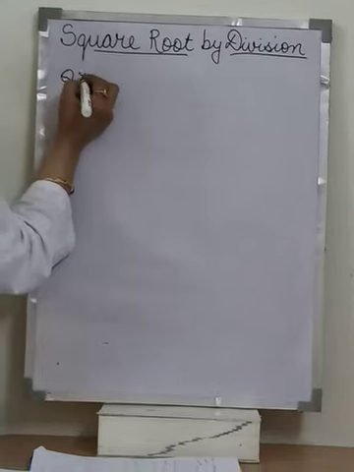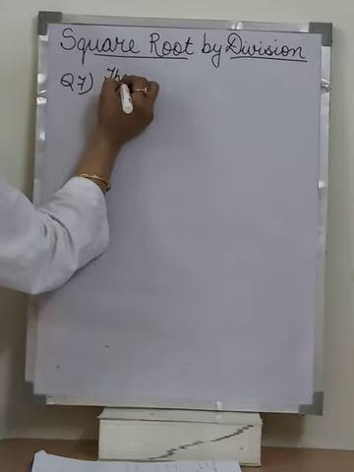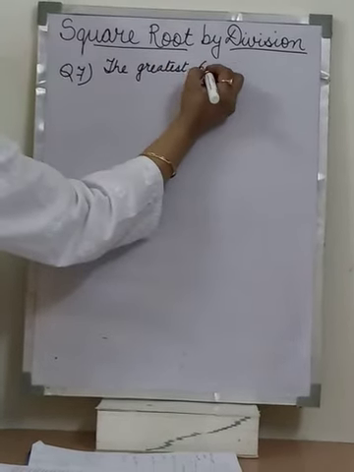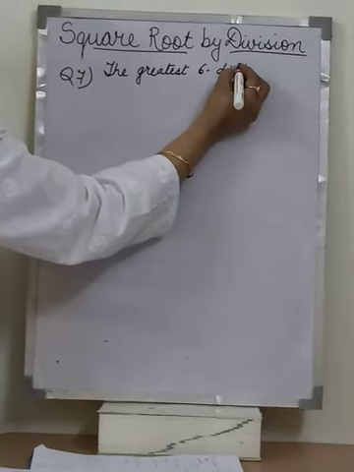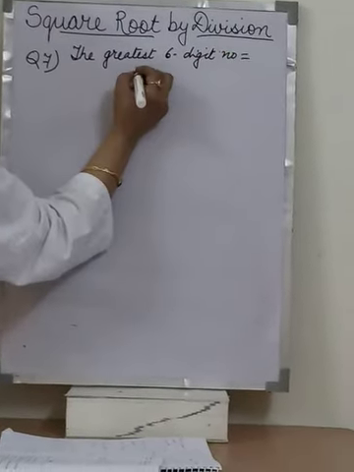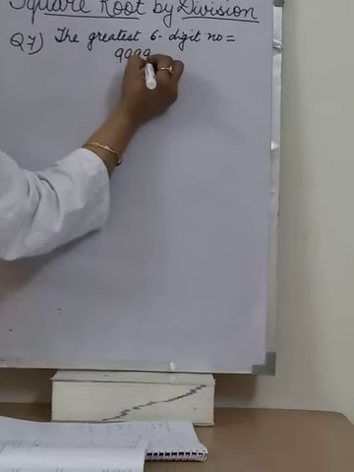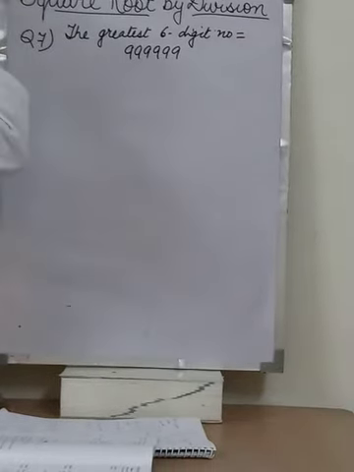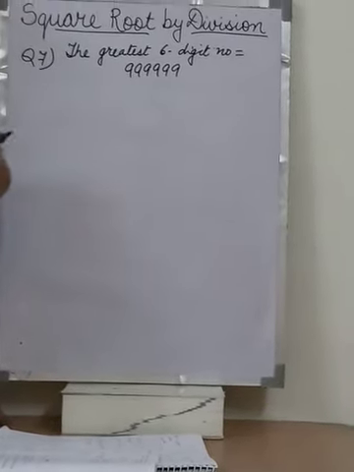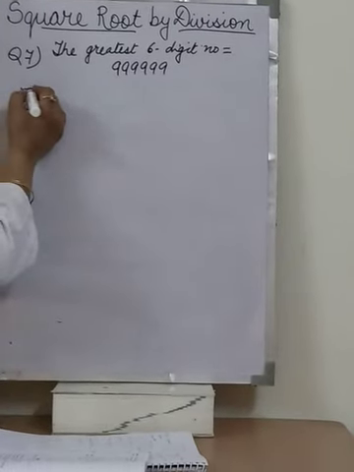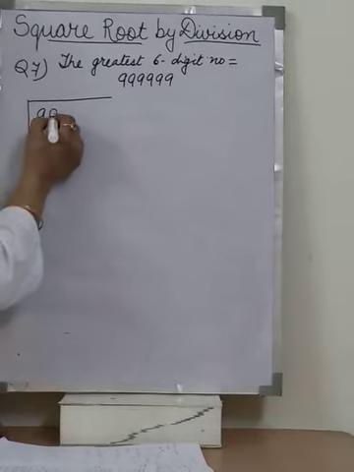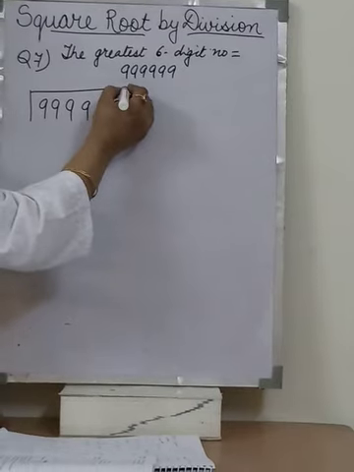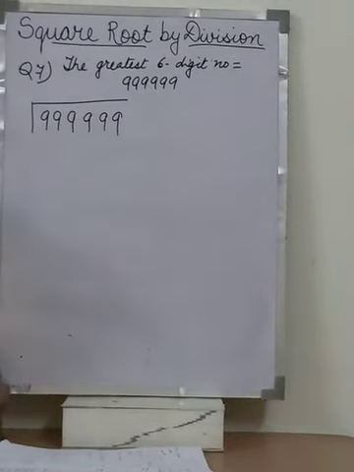Question number 7. The greatest 6-digit number is 999999. Again, we are looking for the perfect square number, 6-digit perfect square number. So we'll find the square root of this, and then we will find whether it's a perfect square or not, and then which is the next perfect square or the previous perfect square to it.